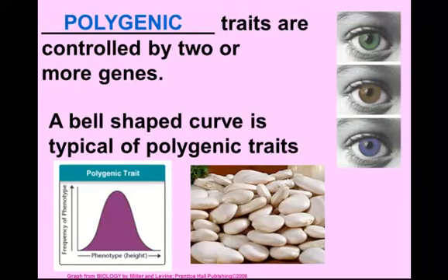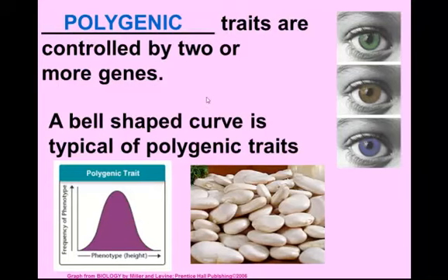Traits that are controlled by two or more genes show a pattern called a bell curve. If you were to make a graph of the population, what you see is lots of in-betweens. We don't just have tall people, short people, white people, black people, lots of in-betweens. And so we see that typical bell curve. And we made a bell curve when we looked at our little skin color activity. We made a bell curve when we measured sizes of lima beans. It's very typical of traits that are polygenic.